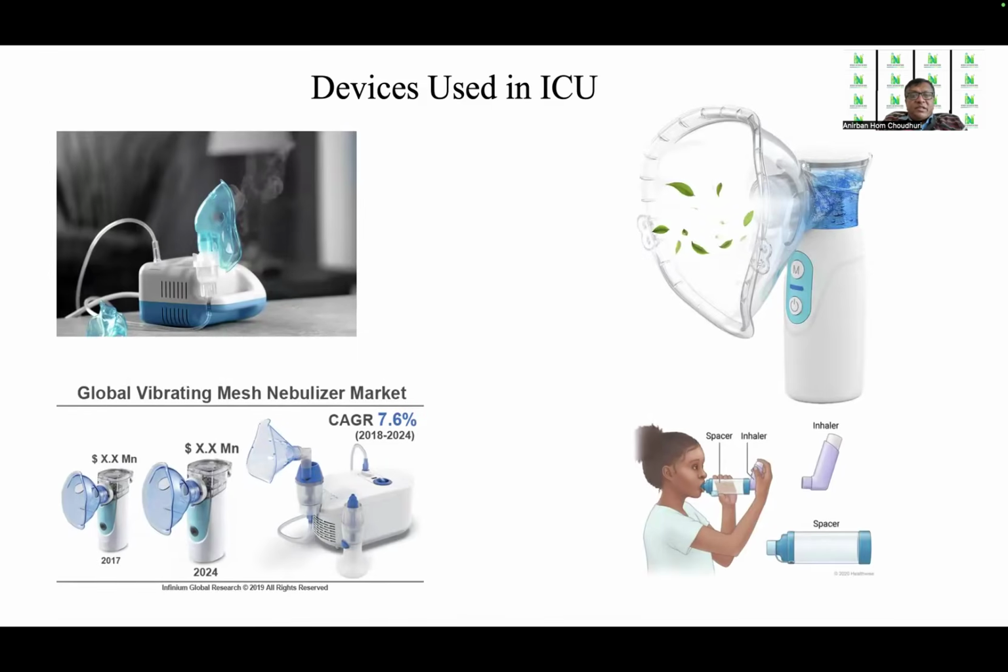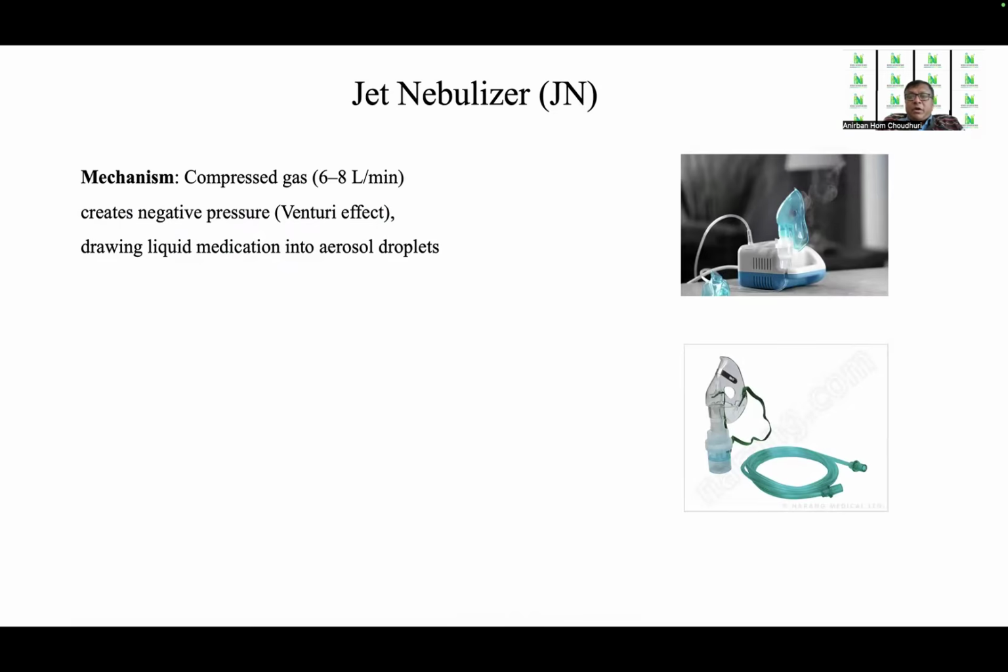Now these are the various devices which are used to deliver the aerosols. As you can see, it is the jet nebulizer in the upper corner, then the vibrating mesh nebulizer in the lower left corner, the ultrasonic nebulizer in the upper right corner, and the metered-dose inhaler with spacer in the bottom right corner. These are the common devices used to deliver drugs in the form of aerosol in the ICU. Now let's go through each one of them and see their advantages and disadvantages.